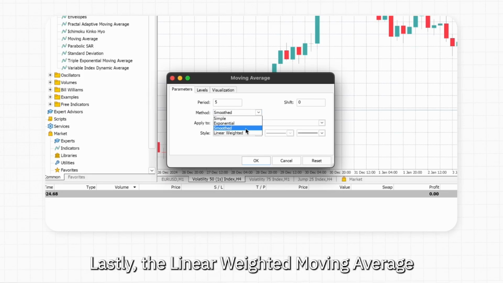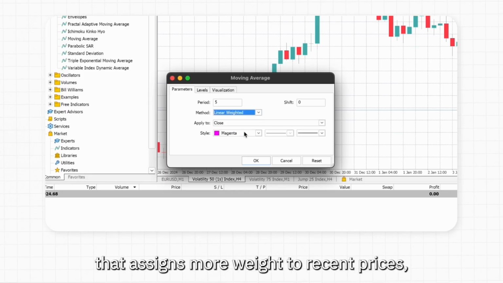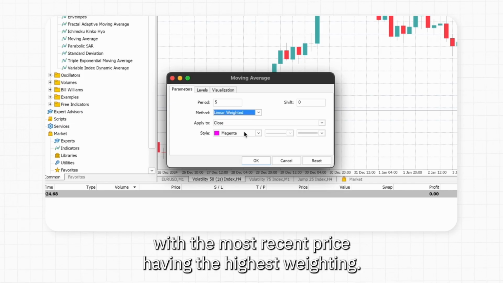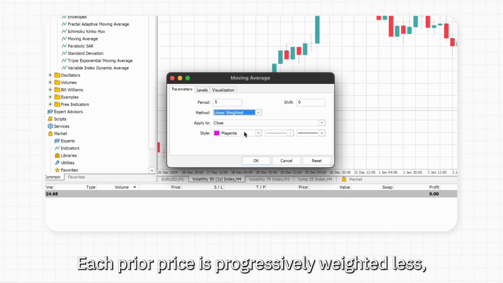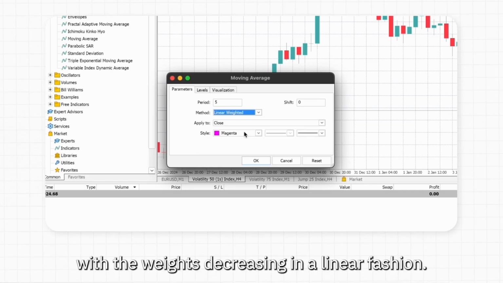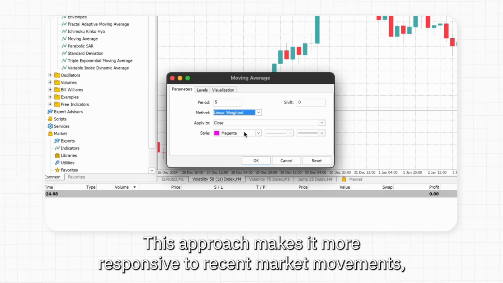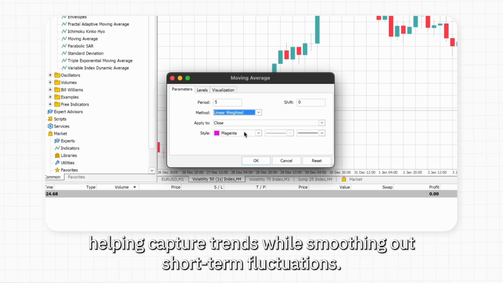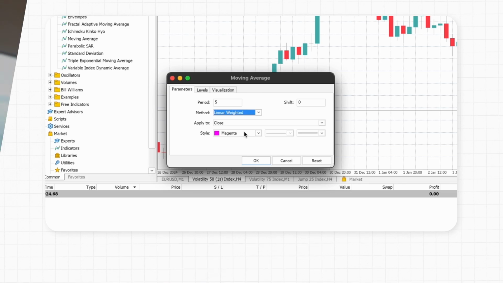Lastly, the linear weighted moving average assigns more weight to recent prices, with the most recent price having the highest weighting. Each prior price is progressively weighted less, with the weights decreasing in a linear fashion. This approach makes it more responsive to recent market movements, helping capture trends while smoothing out short-term fluctuations.